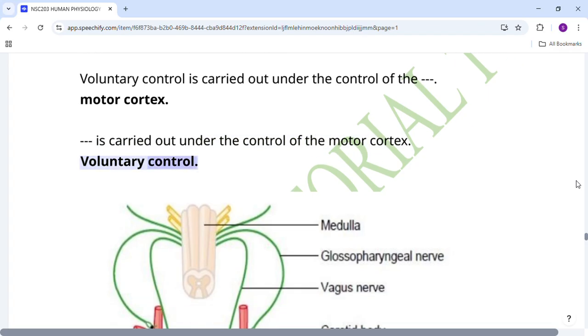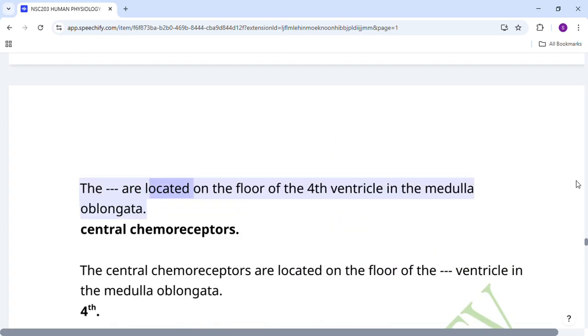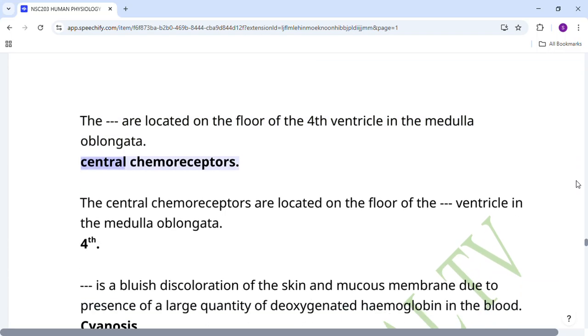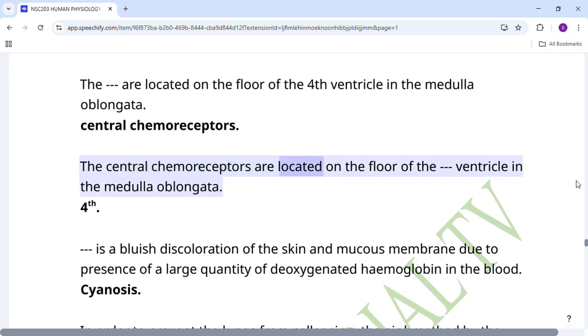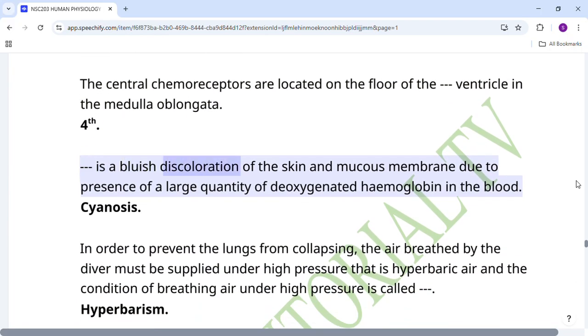The central chemoreceptors are located on the floor of the fourth ventricle in the medulla oblongata. Cyanosis is a bluish discoloration of the skin and mucous membrane due to presence of a large quantity of deoxygenated hemoglobin in the blood.